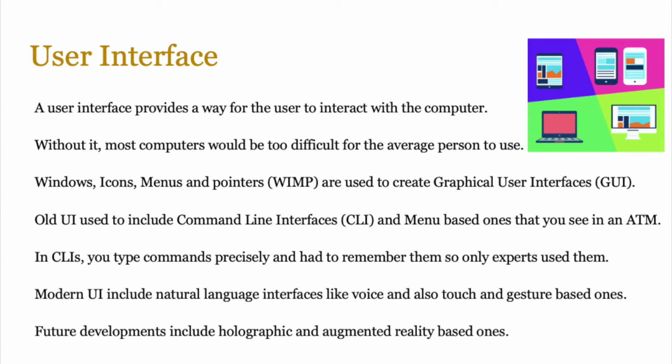The first function we're going to look at is the UI, or the user interface. Now, this provides a way for you to interact with the computer. Without it, most computers would be too difficult for the average person to use. You would need to be an expert. Now, most common user interfaces use windows, icons, menus, and pointers to help you navigate and use the computer. And this is called a WIMP, W-I-M-P interface. And these are used to create graphical user interfaces. So that means you use pictures or icons to run commands.